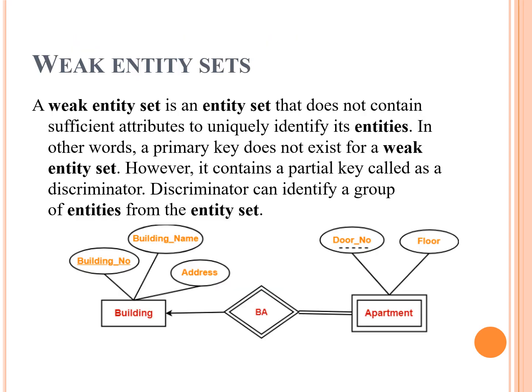So weak entity sets. A weak entity set is an entity set that does not contain sufficient attributes to uniquely identify its entities. In other words, a primary key does not exist for a weak entity set. It contains a partial key called a discriminator.